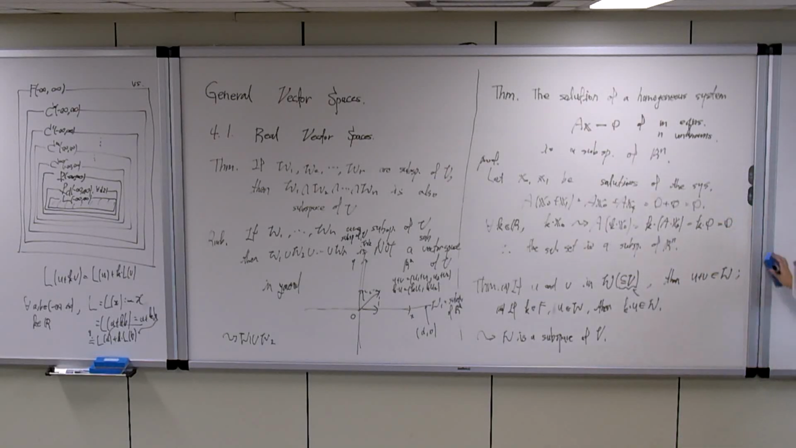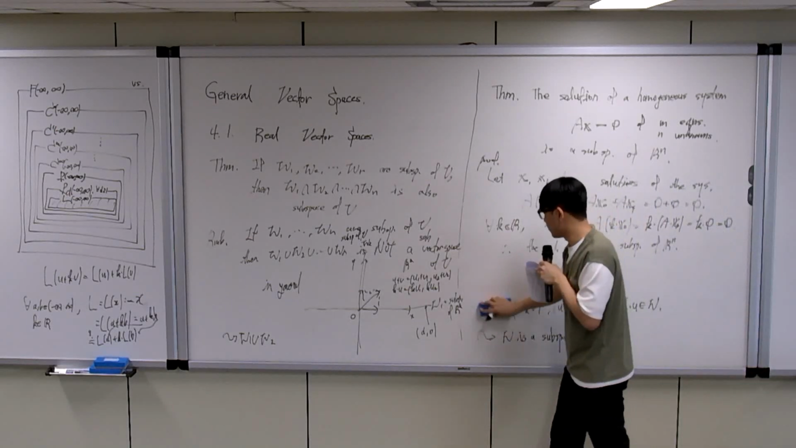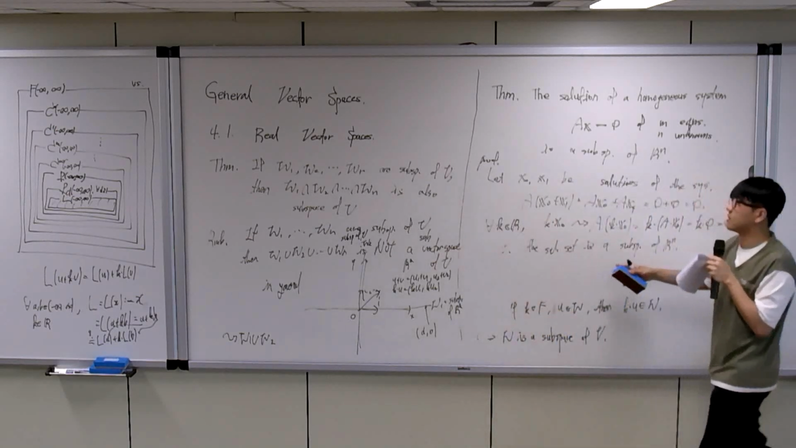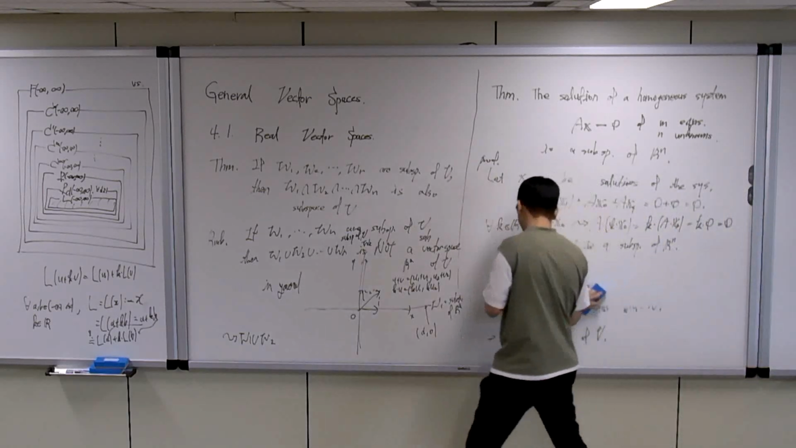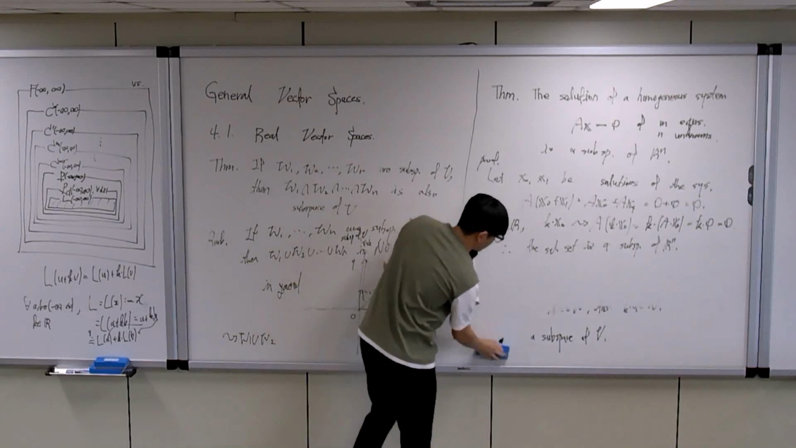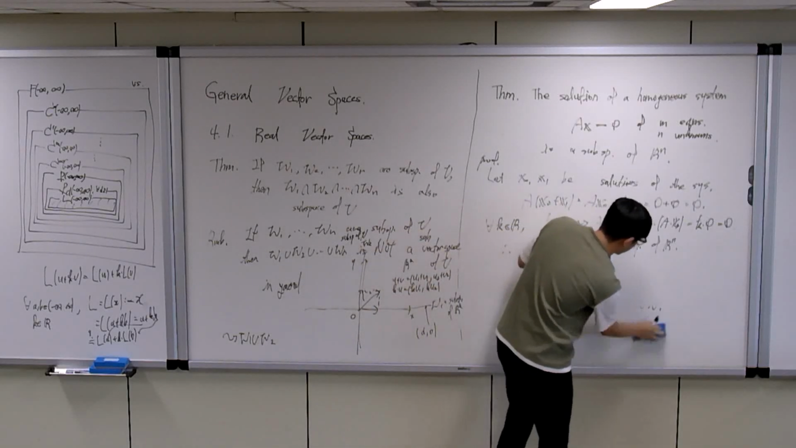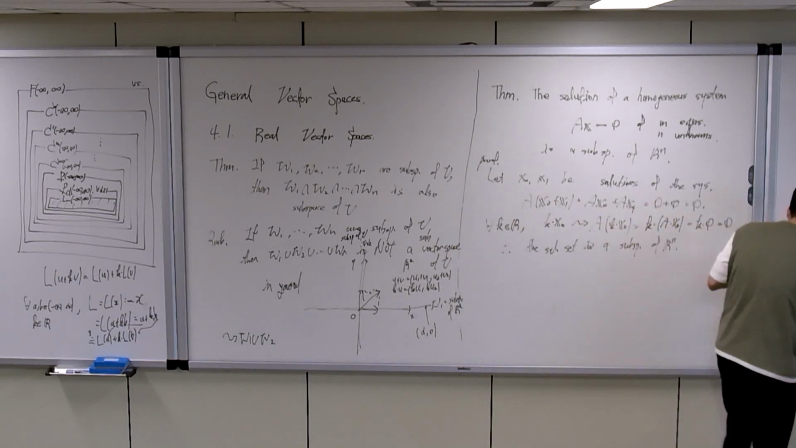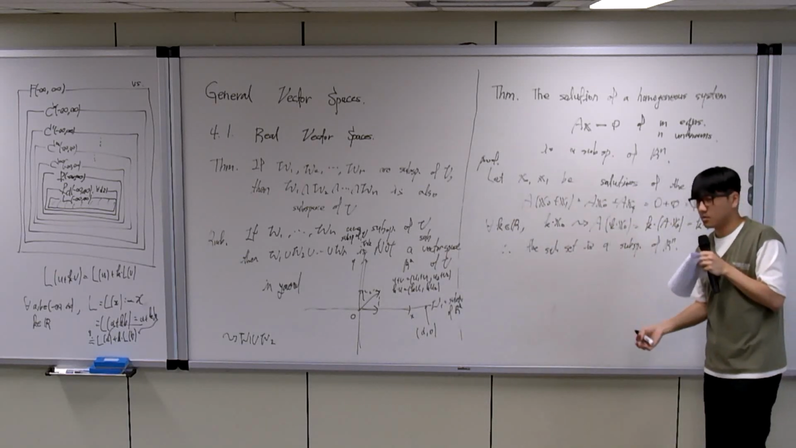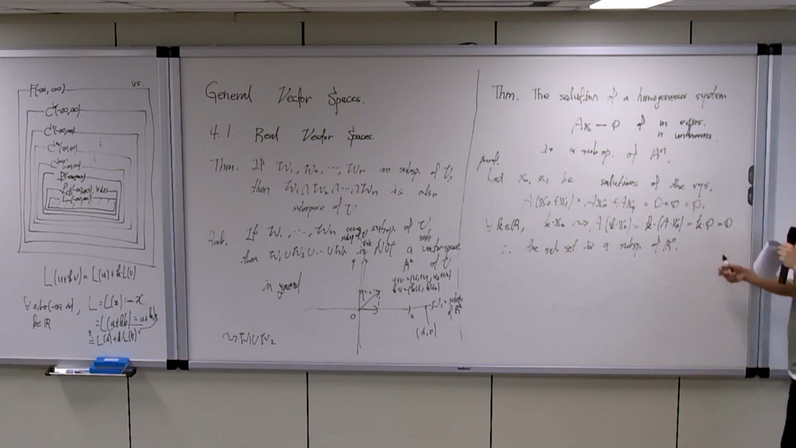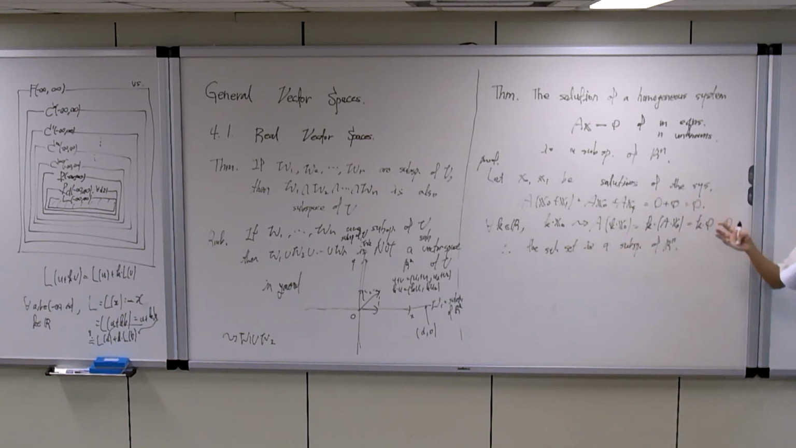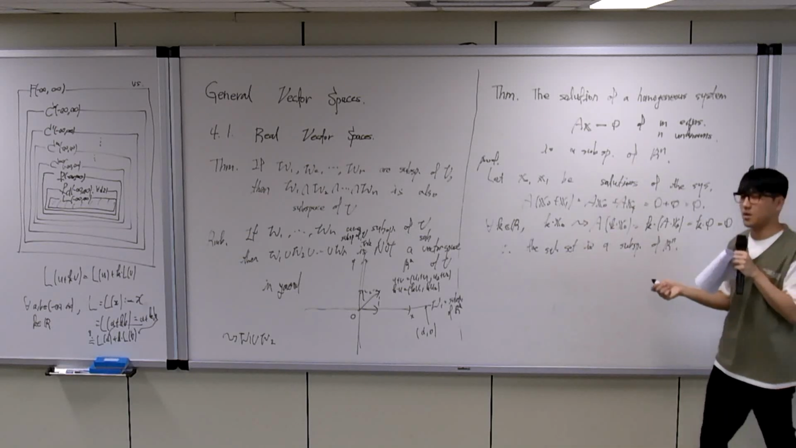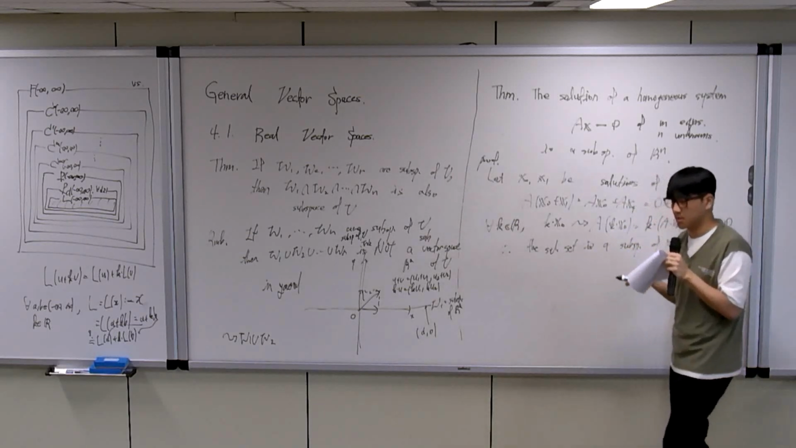However, when you bring a non-homogeneous system, it will not give a subspace, because a vector space should have the 0 vector. If you give a non-homogeneous system, then 0, 0, 0, 0 will not be a solution, which means it will not be a vector space.